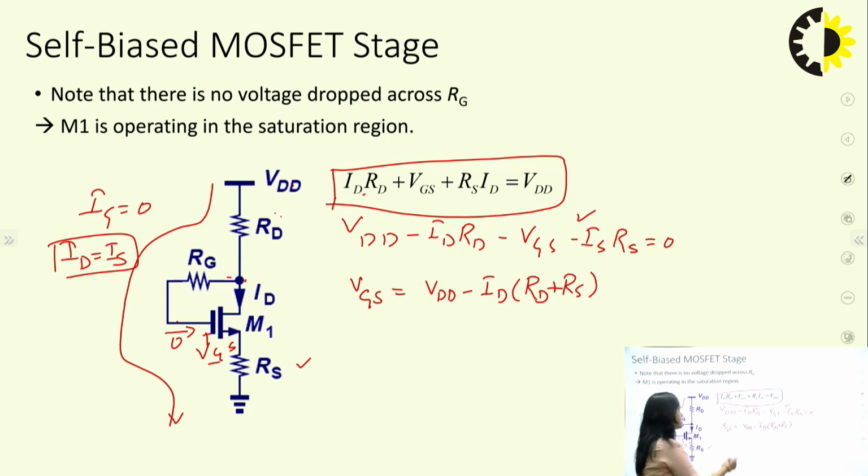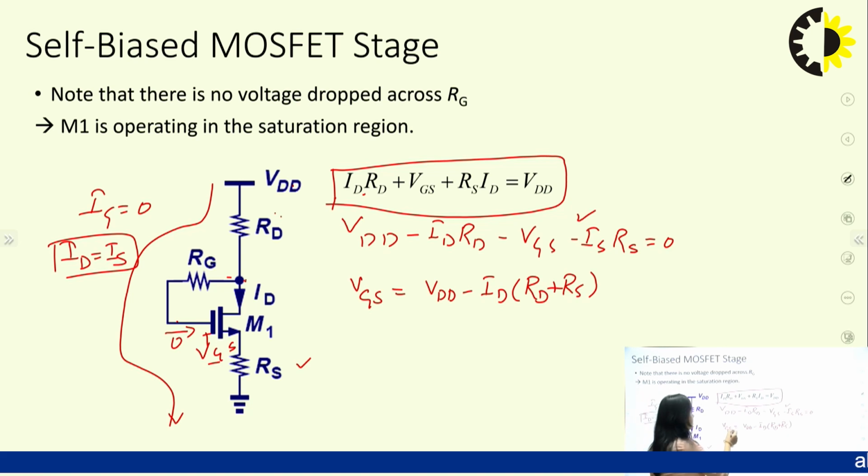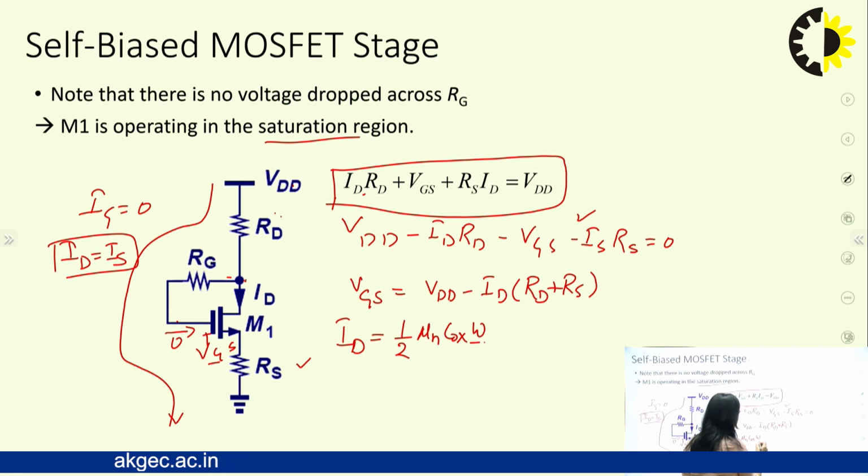That means this is reducing the value of gate to source voltage, and if there is any reduction, it is reducing the gain, but gain is reducing while stability is enhancing. So if you know the value of VGS, just write the equation for ID, and if the transistor is operating in the saturation region, because we are designing an amplifier, ID equals half of mu n COX W by L (VGS minus VT) whole square.